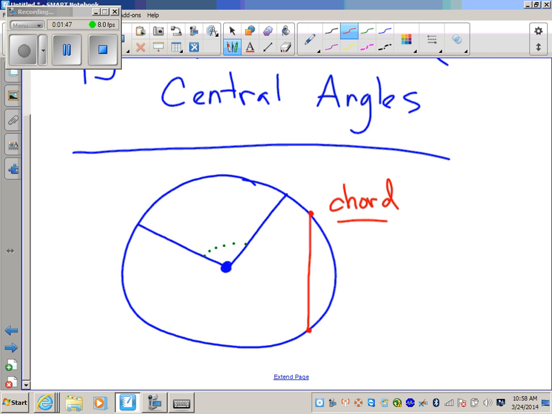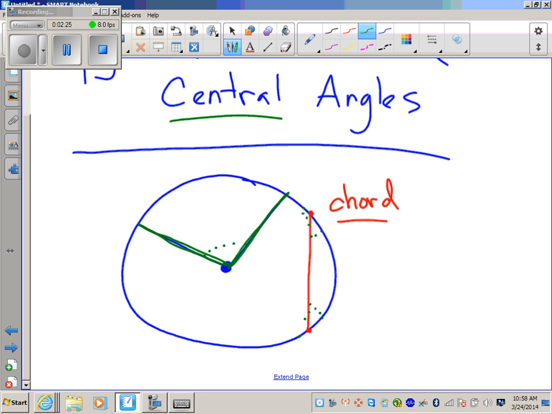Now here, there are all angles, but are they central angles? Are they formed using the center of the circle? These here? No. So these are what we have as far as central angles are concerned. What would we call this line right here? What is that? The radius. Very good. This is also a radius.